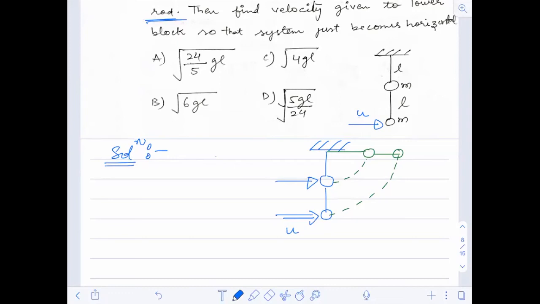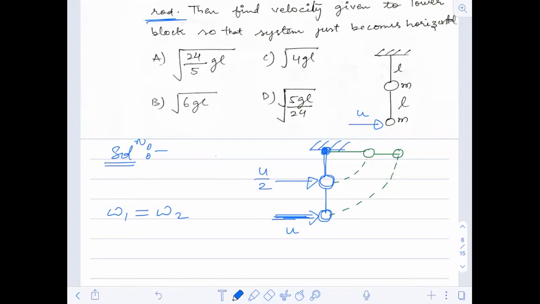See here, if this is a rod, okay, so I can assume this complete body as a rigid body, and this body is rotating about this point. So if this is U, so this has to be U by 2, not V or any other velocity. Its value must be U by 2. And how can you find out? You can just equate omega 1 of lower and omega 2.